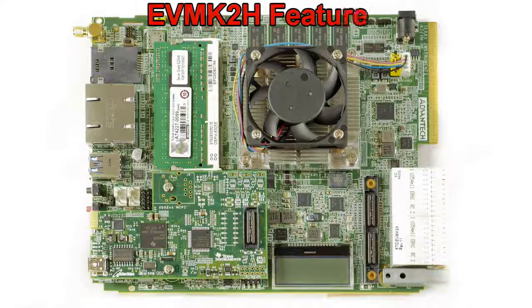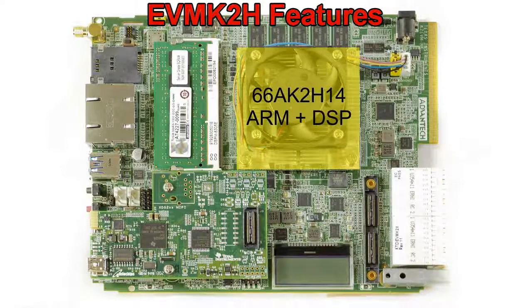The EVMK2H includes a single 66AK2H14 multi-core DSP plus ARM processor with robust memory and connectivity options that allow customers to use this double-wide AMC-compatible card as a standalone board or in a micro TCA development environment.